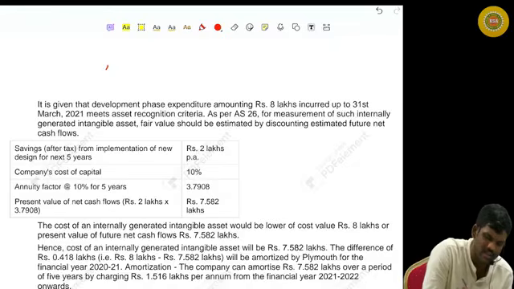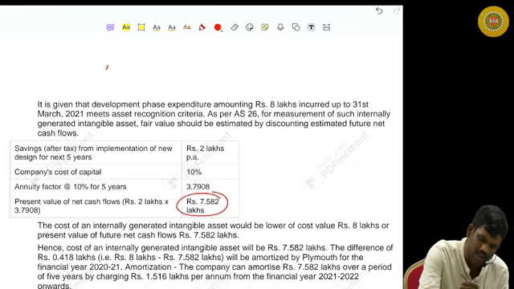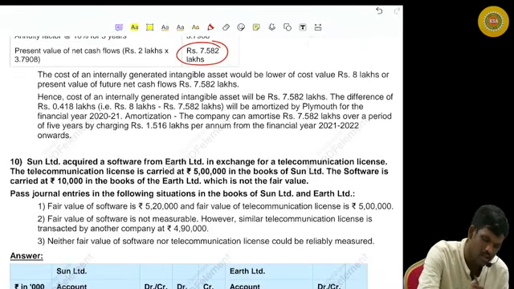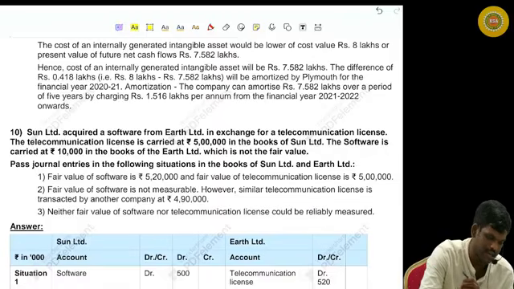That 7.5816 they have rounded off to 7.582. So I hope you are very clear with this. This 7.582 will actually be amortized over the useful life of that intangible asset.